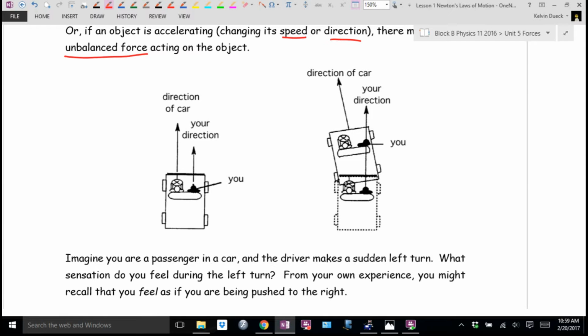What's really going on is Newton's first law kicks in. Your body wants to keep going in a straight line at a steady speed. The only way that we can change your direction is to apply an unbalanced force on you. The door pushes against you. Now you think it's because you're getting pushed against the door. No. It's the door had to push against you, otherwise you would have kept going in a straight line at a steady speed.